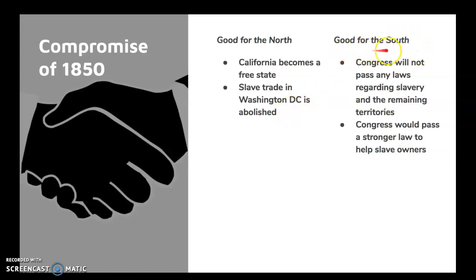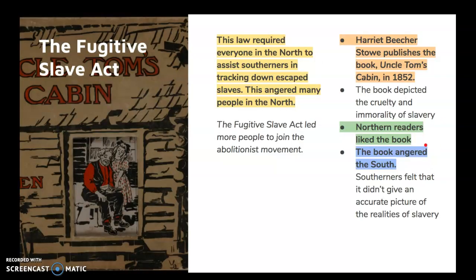So what's good for the South about the Compromise of 1850? Well, Congress is no longer able to pass any laws regarding slavery in the remaining territories, meaning the Mexican cession, the areas that we got from Mexico after the Mexican-American War. And Congress would pass a stronger law to help slave owners. We're going to look at the Fugitive Slave Act right now.